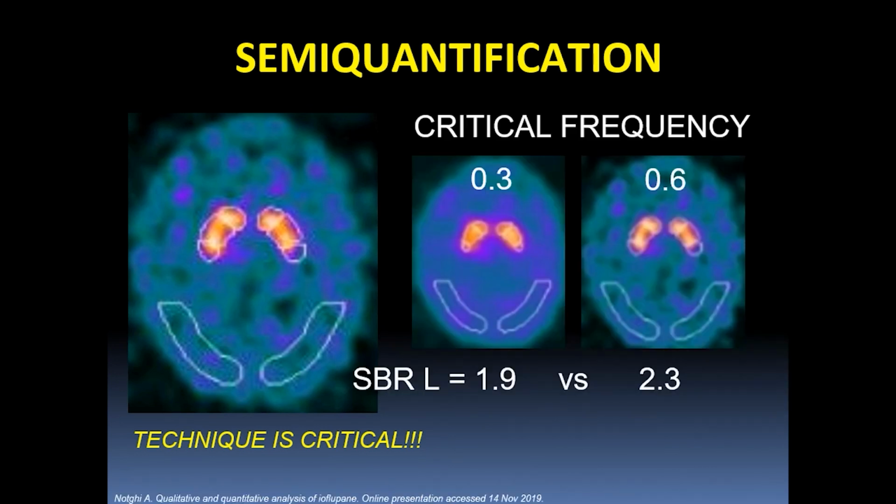Here's just another example of why technique is critical. The critical frequency that you use for filtering impacts the quantification. Here we see a critical frequency of 0.3 being employed on the middle image. Compare the differences to that when you use the appropriate critical frequency of 0.6. In addition to the qualitative appearance, it affects the binding ratio. It goes from 1.9, which is slightly below normal, to a normal value of 2.3. So again, the most important thing to know is if you're using any sort of semi-quantitative or quantitative approach, you really want to look closely at the package you are using at your institution and follow their guidelines closely.